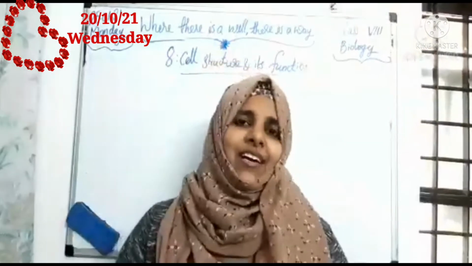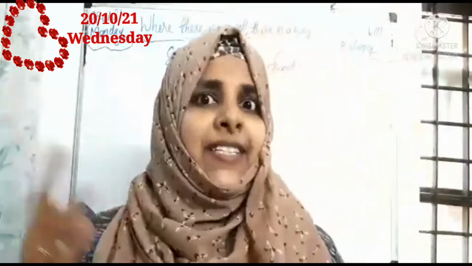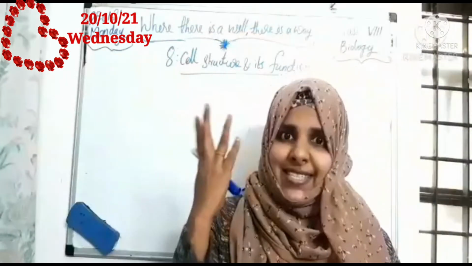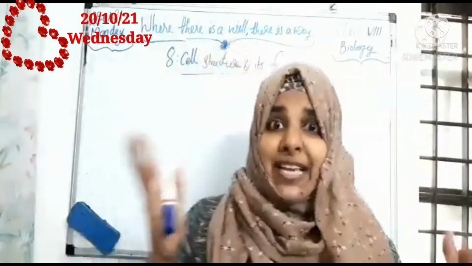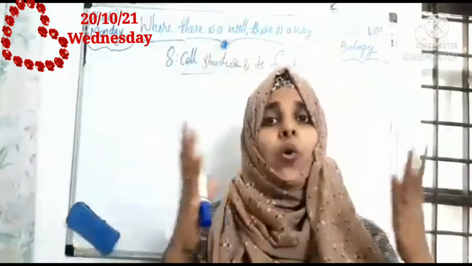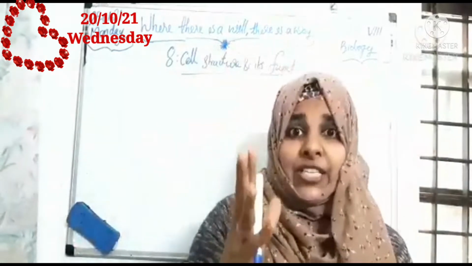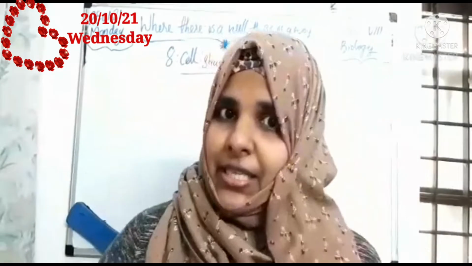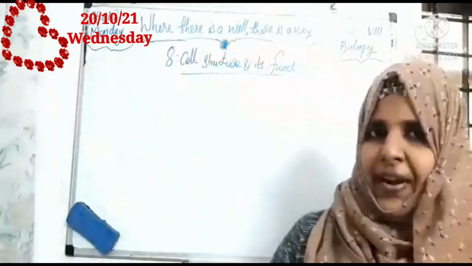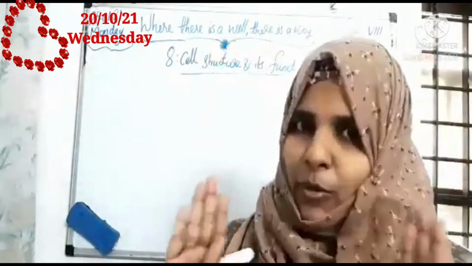Hope you all are well. Dear students, in our previous class we discussed what a cell is, right? And we discussed the cell's number and shape, and unicellular and multicellular organisms also, right children? So I hope you all understood those things.